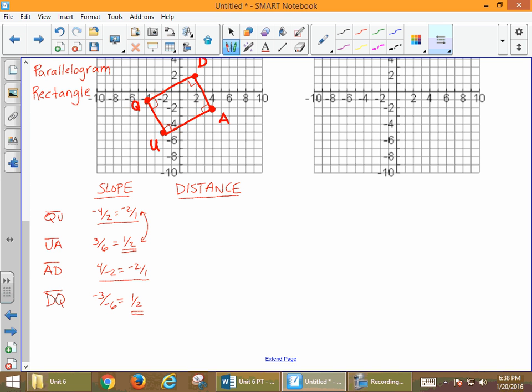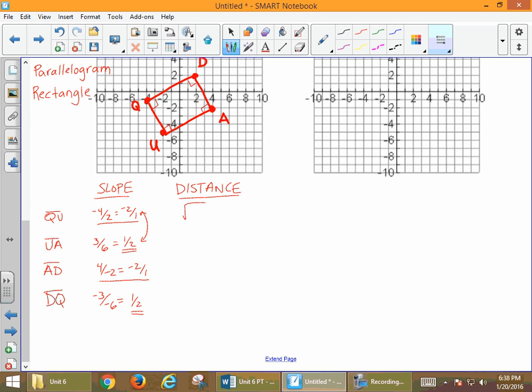All right, my next option. Check to see, is it a rhombus? If it is a rhombus, all four sides have to be the same. And since it's a rectangle, if it's a rhombus, it's also a square. So how do I find the distance? I will use the square root of a squared plus b squared.